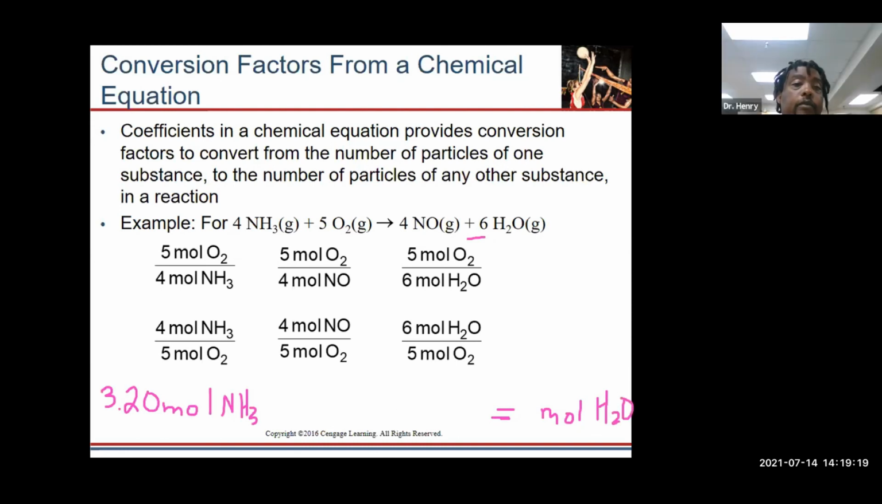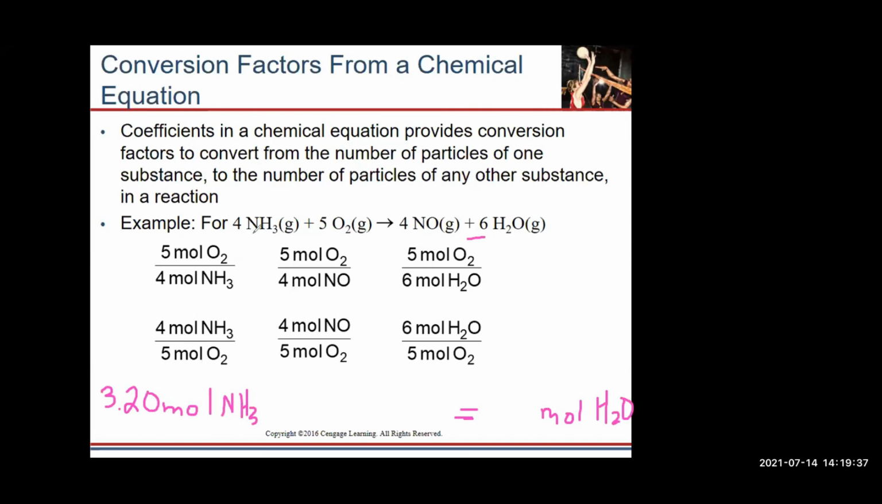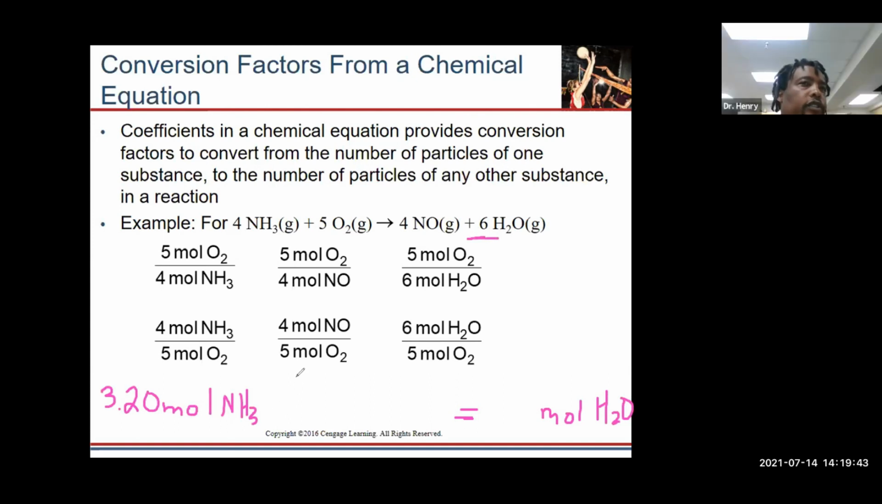Okay, so if I want to get to moles of water, which one of these ratios am I going to use? I'm starting with moles of ammonia, and I want to get to moles of water. What is going to be my ratio? Based upon your right-hand side, the 6 mole H2O. Okay, so I have 6 moles of H2O.